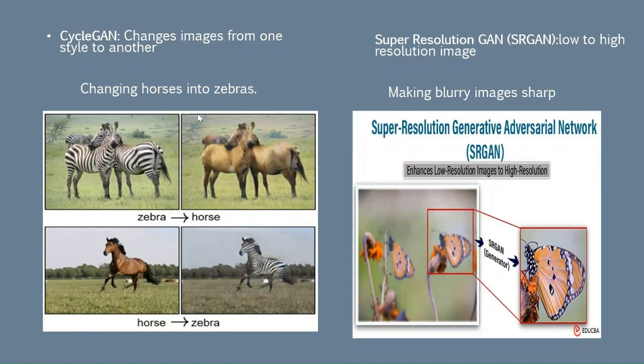Super resolution GAN. It improves low resolution images to high resolution, making them clearer. The generator turns a blurry image into a clear one and the discriminator checks if it looks like a real high resolution image.